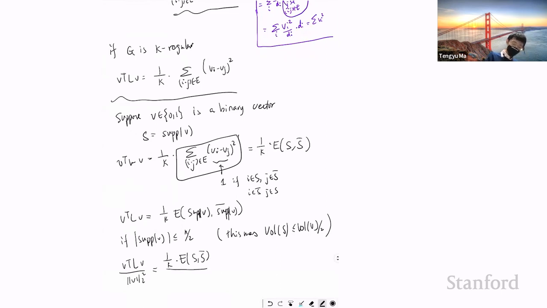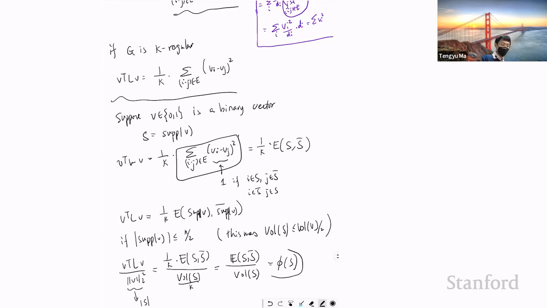And what is the V norm squared? This V norm squared is just equal to the size of S. The size of S is really just the volume of S over kappa. The volume is the number of edges connected to S, and it's a regular graph. That's why the volume is just kappa times the size of S. So then you cancel the kappa, you get E of S bar over the volume of S. So this is the conductance of S.